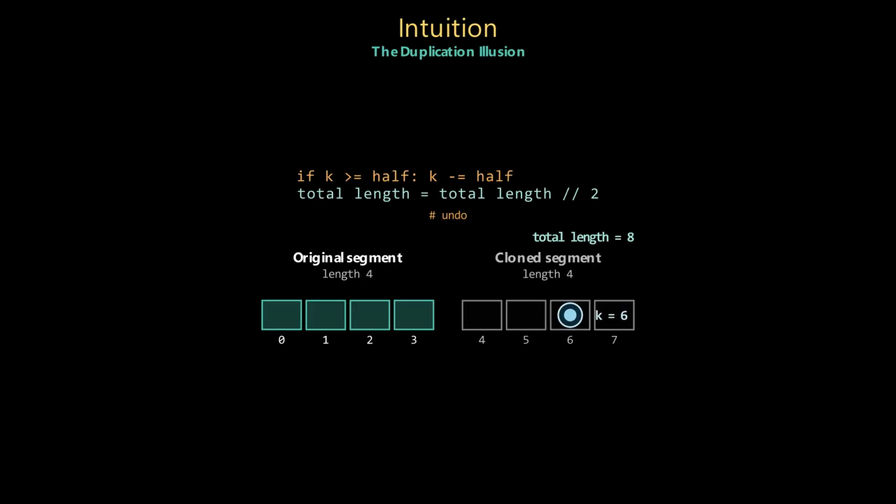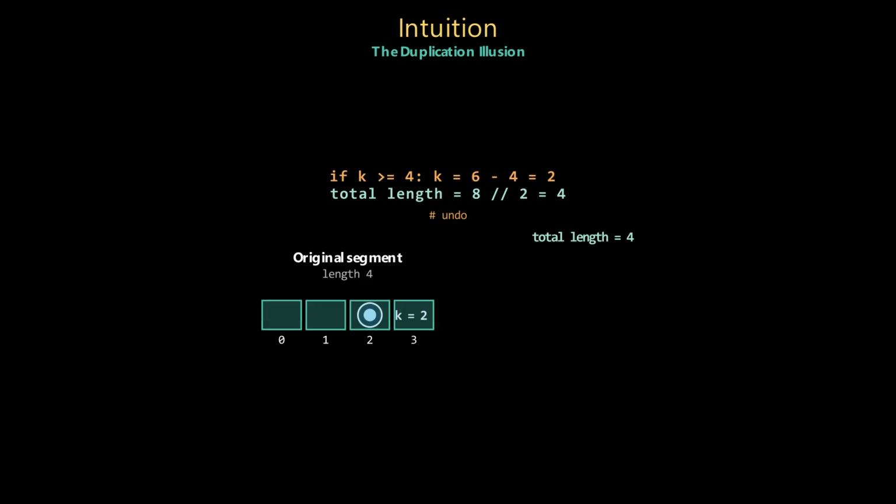When our backtracking detective encounters a duplication hash, we exploit symmetry. The right half is just a perfect mirror clone of the left half. If our index falls inside that cloned right side, we discard it completely and shift k back by subtracting the base segment length. At the same step, we halve total length, undoing the duplication shrinks the virtual string back to the original half.